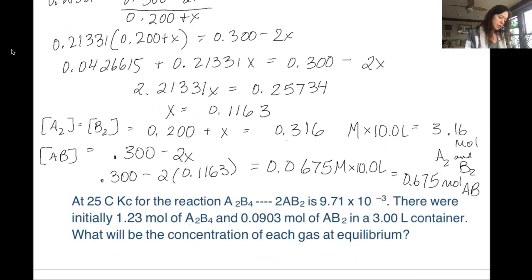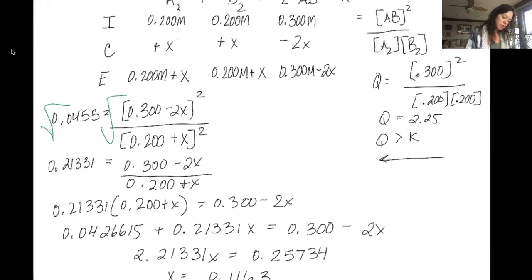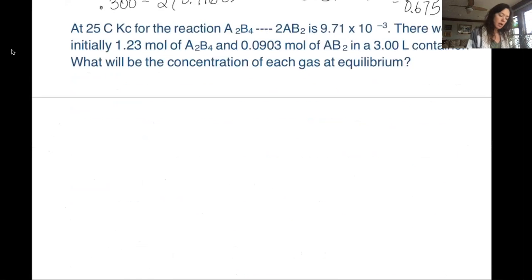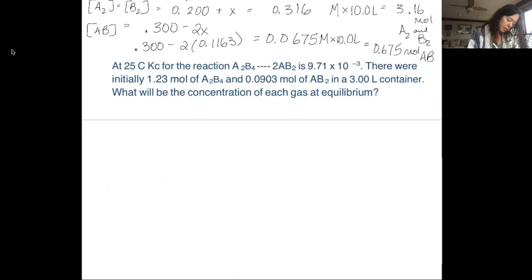All right, so the biggest point there was we needed to solve for Q to see in which direction this system would shift in order to establish equilibrium. And we saw that, in fact, it would go this way. So we knew to go plus, plus, minus. All right, last one, almost the same.